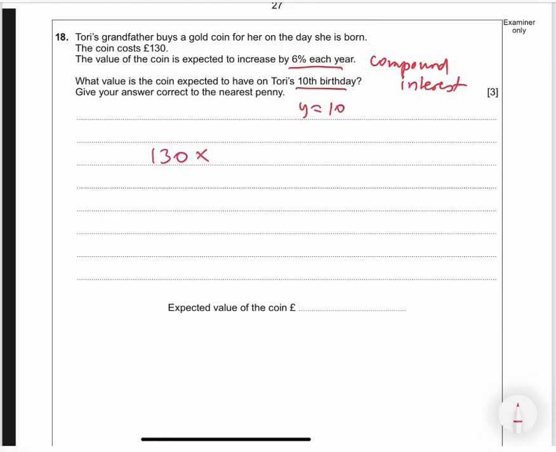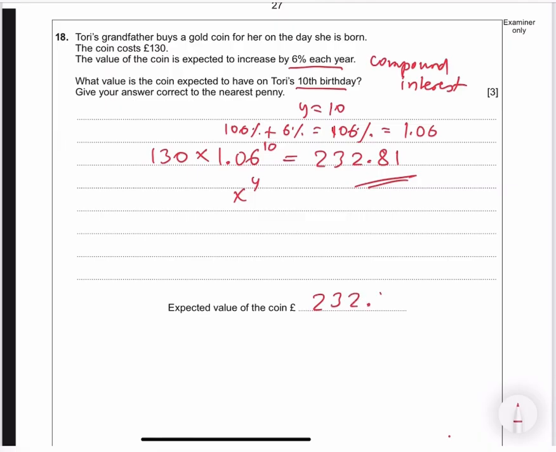So let's just use the formula for compound interest. 130 is your principal amount. You multiply it by the rate of increase. We've got 6%, so we're going to add 100 to it, 106. It becomes 1.06 as a decimal. And then the number of years goes in as a power. Okay, put that in the calculator. Use the x to the y button. And that will give you £232.81. So round your number to 2 decimal places for pence.